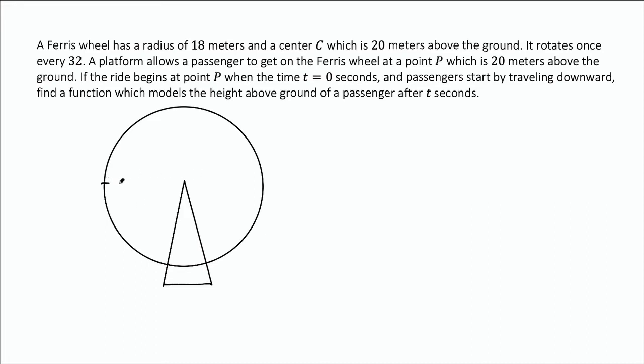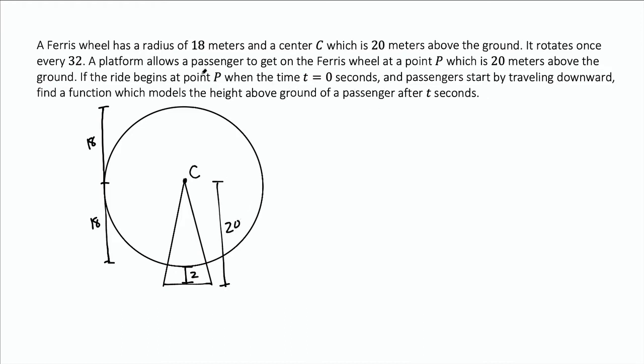So from that middle point down to the very bottom, that's 18. Or from that middle point up to the very top is 18. And center C, this point right here, is 20 meters above the ground. That means that since we know our radius is 18, we know that right there is 2. And of course from there all the way down, that's 20.